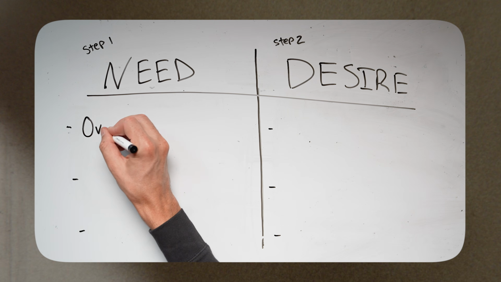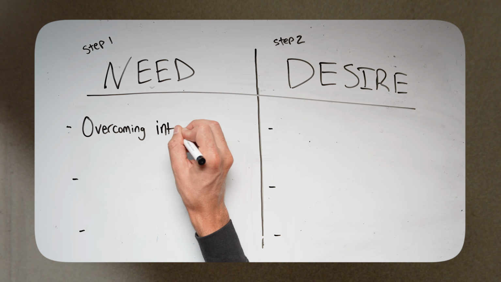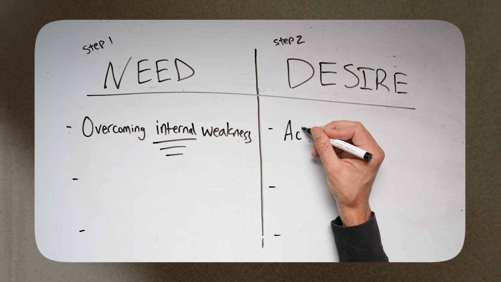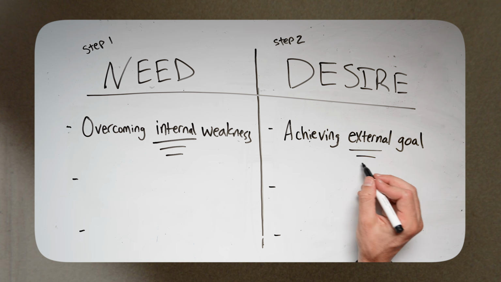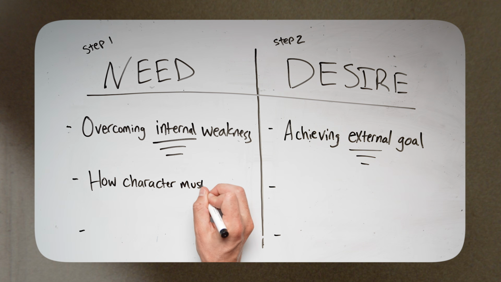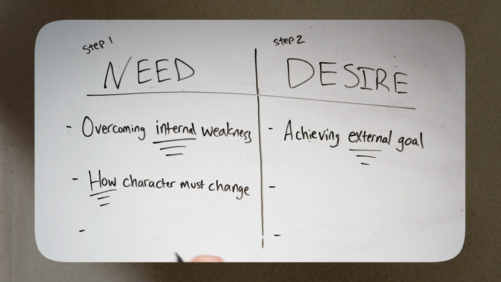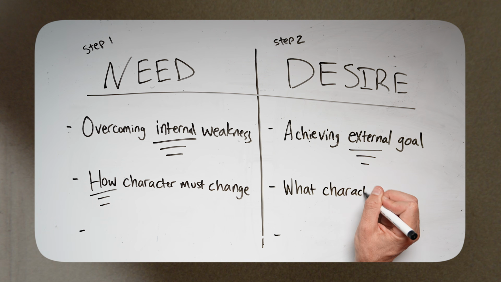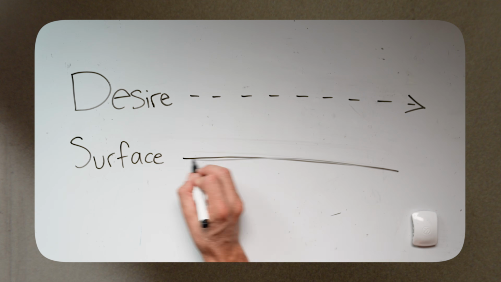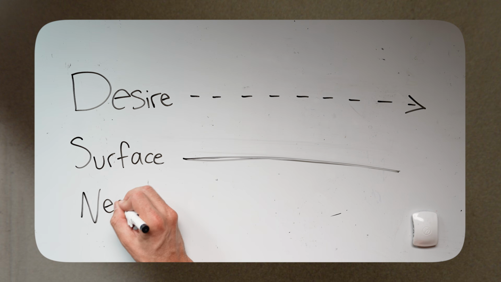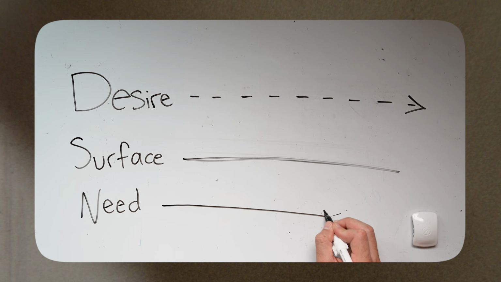But desire is different from what the character needs, which we just talked about in step 1. A need is about overcoming an internal weakness. A desire is about achieving an external goal. A need lets the audience see how the character must change as a person. A desire lets the audience see what the character is going to do that will lead to that personal change. The need is under the surface, while the desire is on the surface and what the audience thinks the story is about.